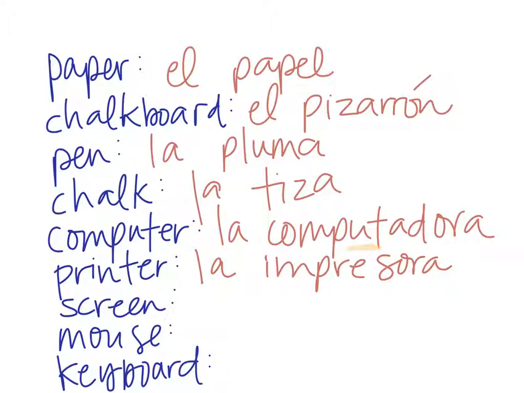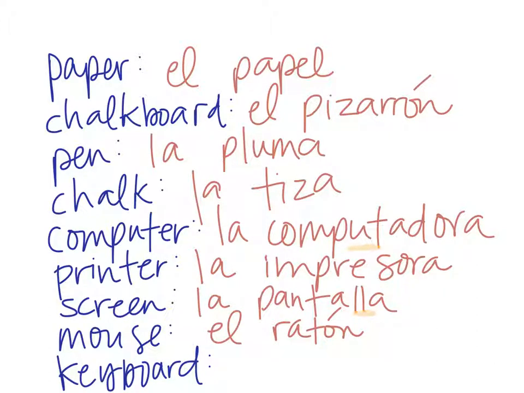Screen, like a computer screen or a projector screen, would be la pantalla. Remember your double L over here. Your double L is going to be a Y sound, so la pantalla. And then mouse. This is actually mouse, the animal, and mouse for a computer, so it's the same in Spanish as it is in English, is el ratón. And lastly, keyboard, which again in Spanish can go either way. It could be your computer keyboard or a keyboard like you play, like the piano. Keyboard would be el teclado. So let's repeat each of these and then we'll do some sentences with them.